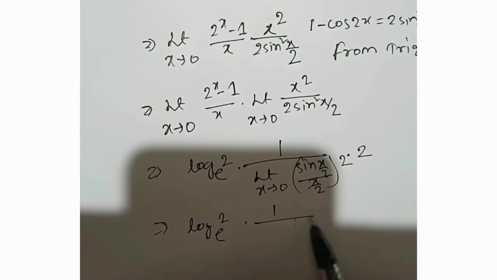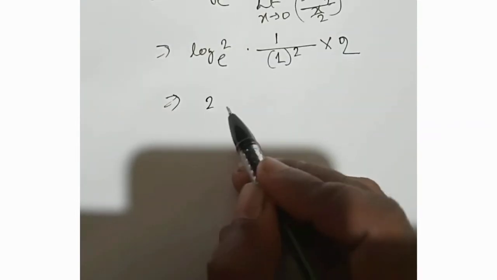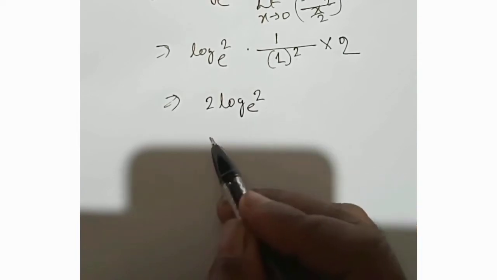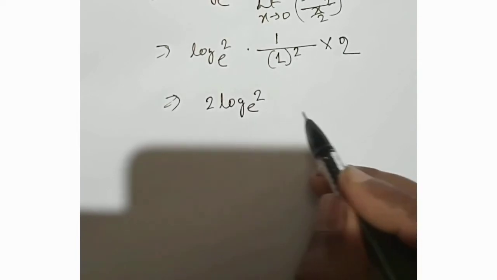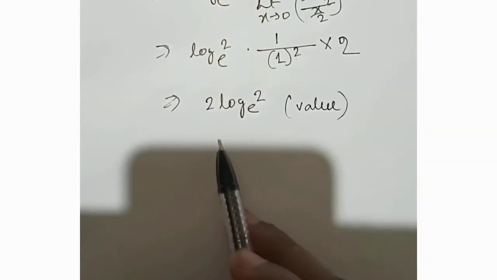Guys, this is just simply 1 square into 2. So guys, next line we will get 2 log 2 base c. So this is our answer. This is the value. Guys, our limit value is 2 log 2 base c, right?